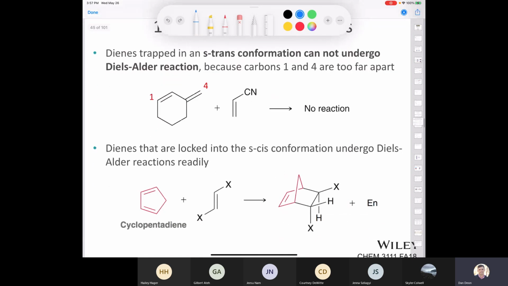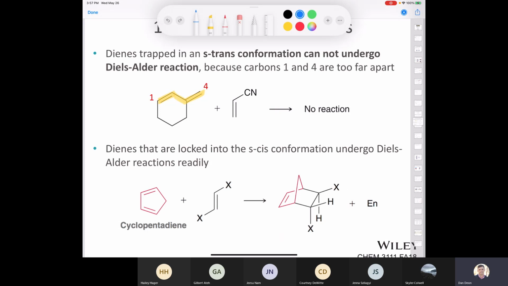So let's say you have a molecule where the conjugated diene is locked in an S-trans conformation like this. You get no reaction, right? You can see how it's locked. What I have highlighted there is just stuck in the S-trans conformation. There's no rotation around this carbon-carbon bond because of the ring, and so you get nothing happening.